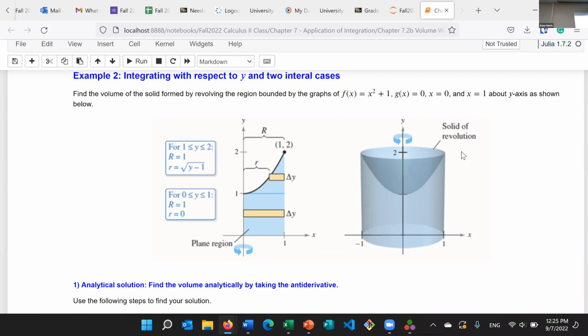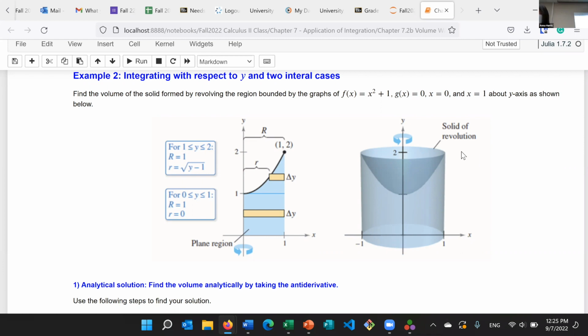Now look at the top part. What's your big radius? 1 minus 0, right? The big radius is 1. What's the small radius? This equation, right? What is this equation called? The small radius is what? Square root of y minus 1. Are you following me, class? It's in terms of y because it's horizontal.